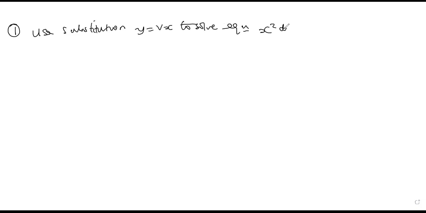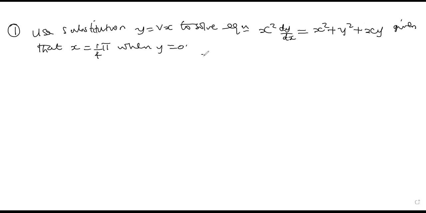Example number 1: use the substitution y equals vx to solve the equation x squared dy/dx is equal to x squared plus y squared plus xy, given that x is equal to a quarter pi when y is equal to 0.